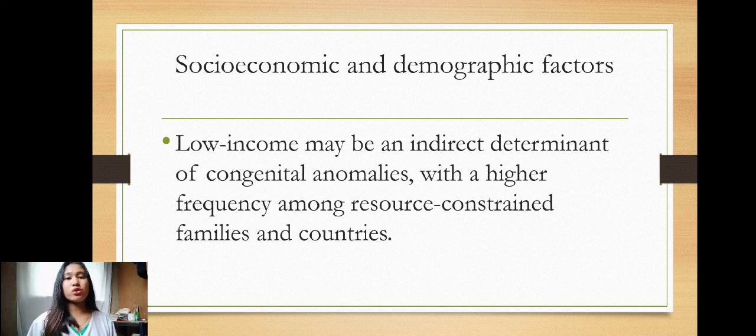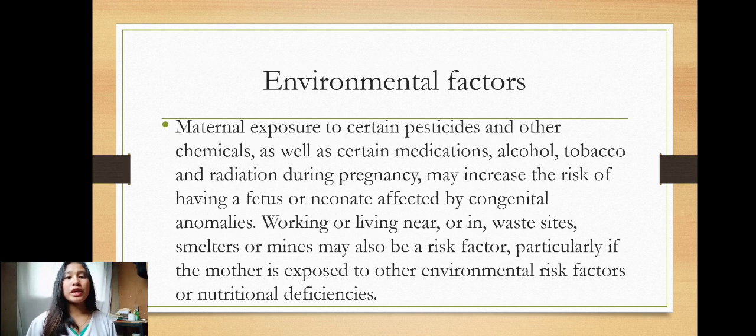Maternal age is also a risk factor for abnormal fetal development. Advanced maternal age increases the risk of chromosomal abnormalities, including Down syndrome. The next is environmental factors. Maternal exposure to certain pesticides and other chemicals, as well as certain medications, alcohol, tobacco, and radiation during pregnancy may increase the risk of having a fetus or neonate affected by congenital anomalies.